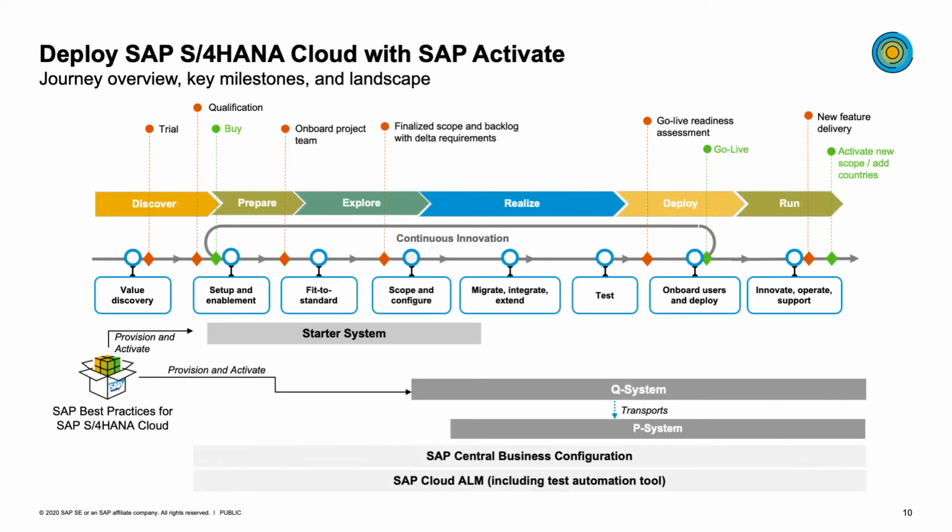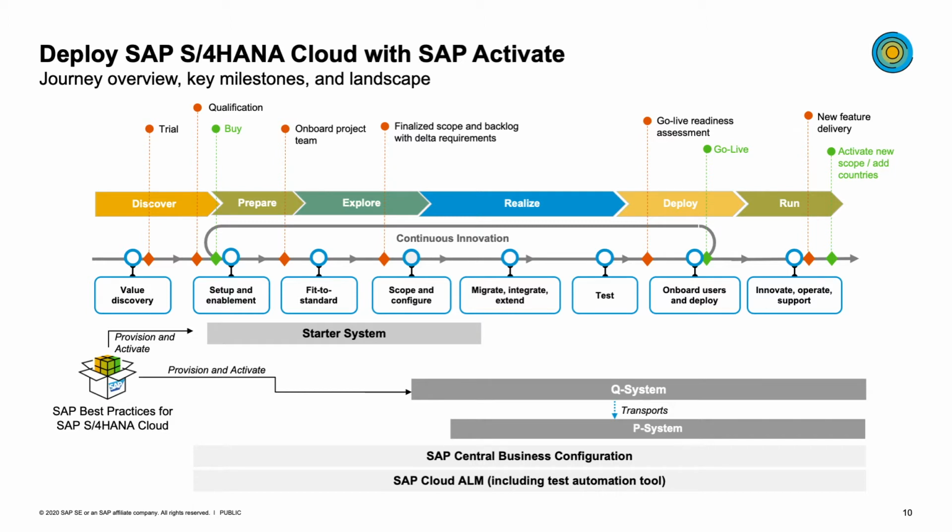Now we can look at the flow in relation to the individual systems that we have in place. So you can see on the left side that we have, underneath the picture, the image of the best practices being loaded into the starter system. So starter system is the first system that the team gets access to, and they will run the fit to standard workshops in the starter system. In the fit to standard workshop, the team confirms the scope of the solution that will be implemented, and that's then requested for the quality system.